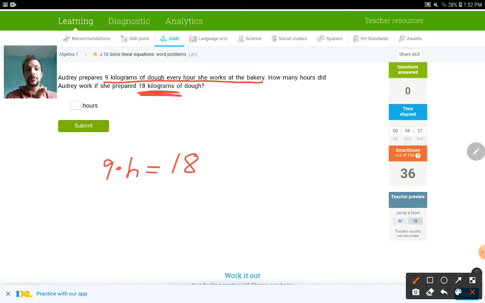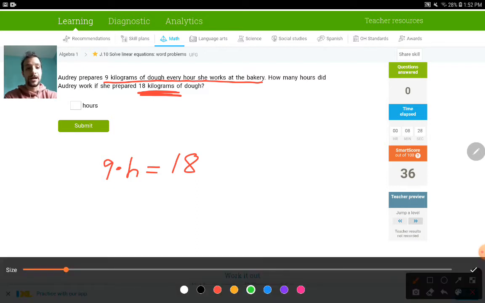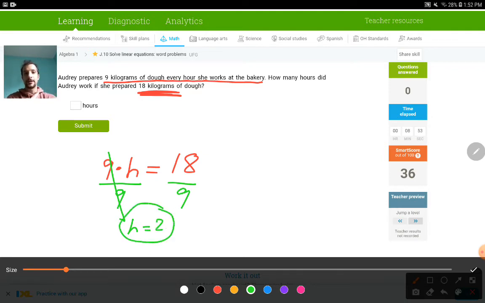I need to get the H by itself. H is multiplied by 9. So to get the H by itself, this is called reverse operation. When you want to cancel out something in front of a variable, you just do the opposite. Since H is multiplied, the inverse operation of multiplication is division. We divide each side by 9 to get the H by itself. And then the answer would be H equals 18 divided by 9 equals 2. So if she works 2 hours, she'll end up with 18 kilograms of dough.